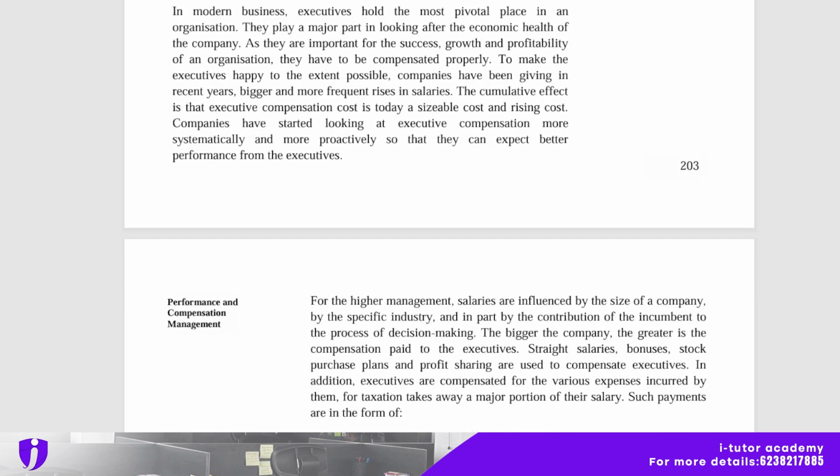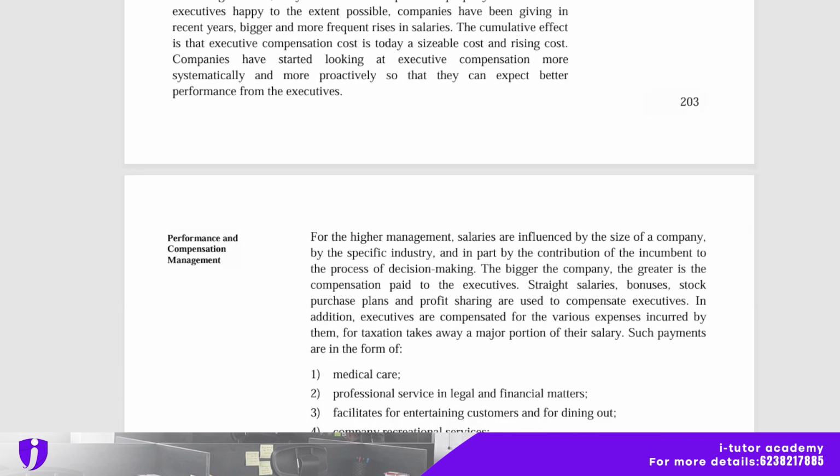And for the higher management, salaries are influenced by the size of the company, by the specific industry, and in part by the contribution of the incumbent to the process of decision making. The bigger the company, the greater is the compensation paid to the executive. Straight salaries, bonuses, stock purchase plans, and profit sharing are used to compensate the executive.